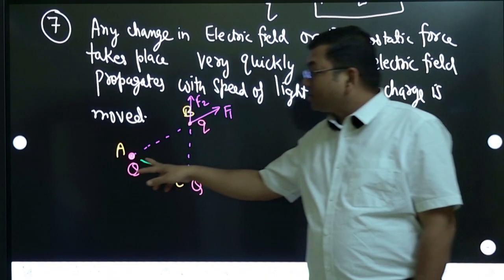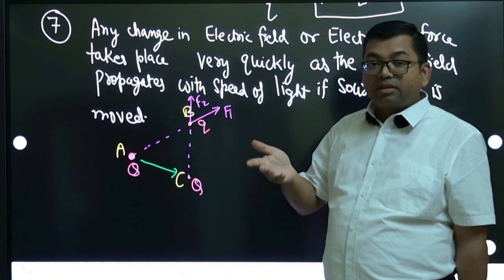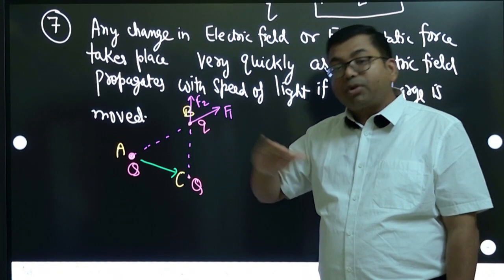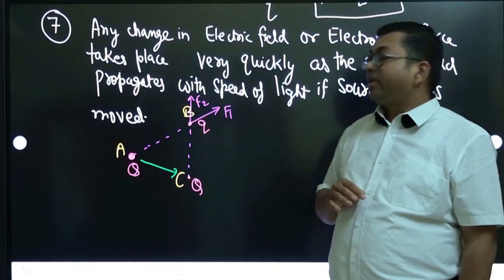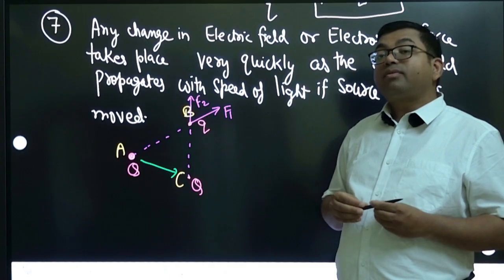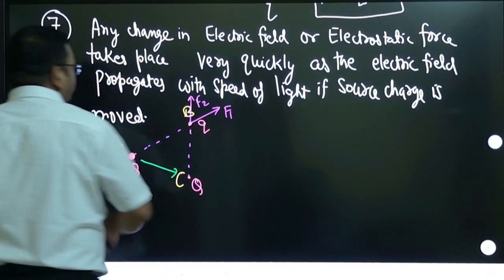Because when the charge goes from here to here, its field changes, right? Its field, and the change of that field propagates in space with the speed of light. That's the important concept, but this will be discussed in the electromagnetic waves chapter. Okay, so right now we can just understand up to this much.